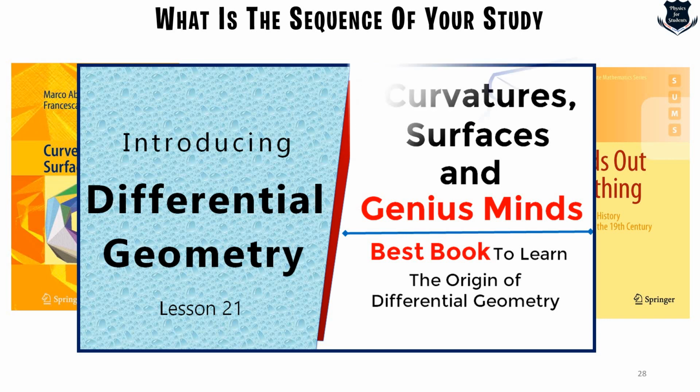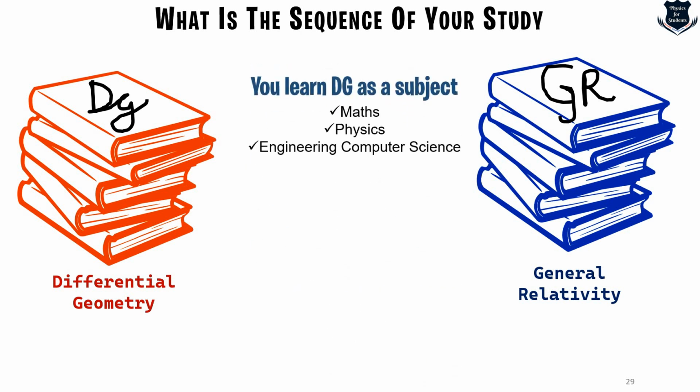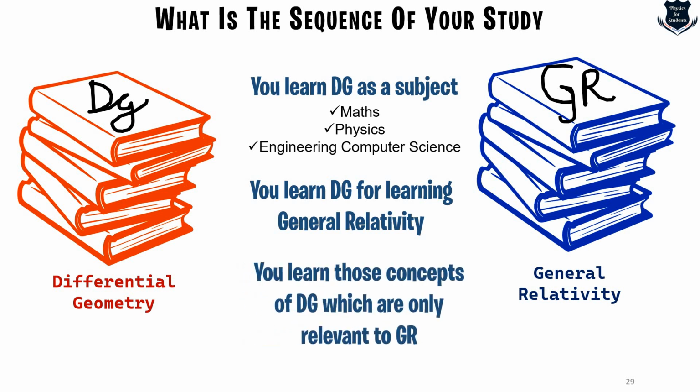So all that we get from here is that these are the two areas, differential geometry and general relativity. There are different ways in which you can take up this subject. Number one is that you learn differential geometry just as a subject. But because it deals with pure mathematics, physics, engineering, computer science, I mean to say it has a lot of reflections in the real industry. Or you can learn differential geometry for learning general relativity. That means keeping in mind that I will learn GR, I'm learning differential geometry. And the third one is that you just learn those concepts of differential geometry which are actually relevant to general relativity.